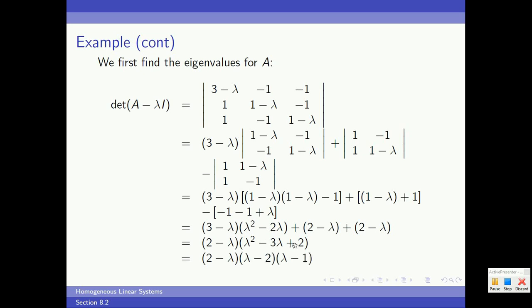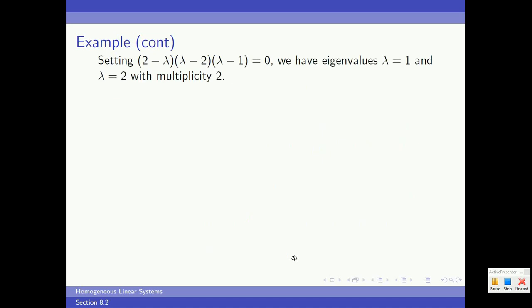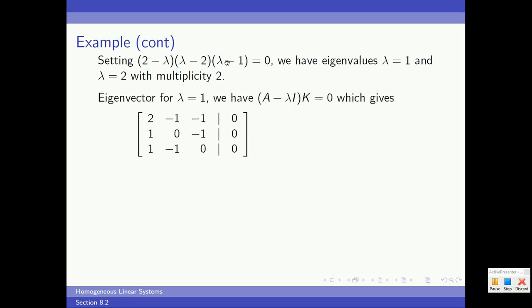And then I can factor this a little bit farther. Notice this gives me lambda equals 2, this gives me lambda equals 2, and this gives me lambda equals 1. So we have lambda equals 2 shows up twice, so it has multiplicity 2, and lambda equals 1 shows up once. So for lambda equals 1, let's just go ahead and solve that one because that only shows up once. So we should get one eigenvector for that.